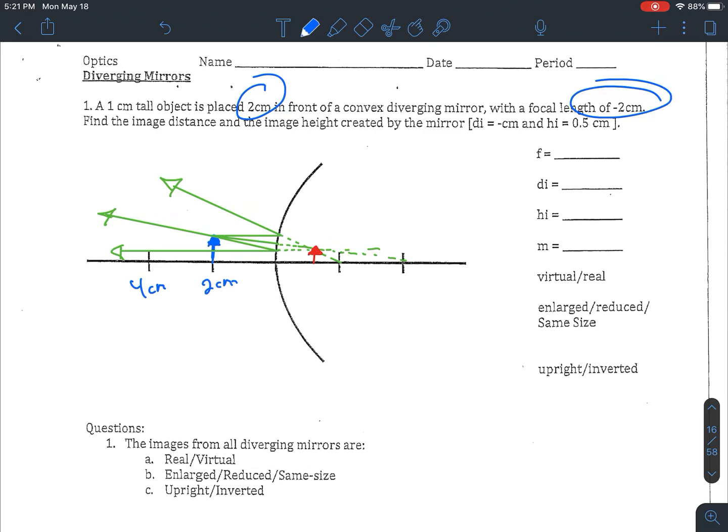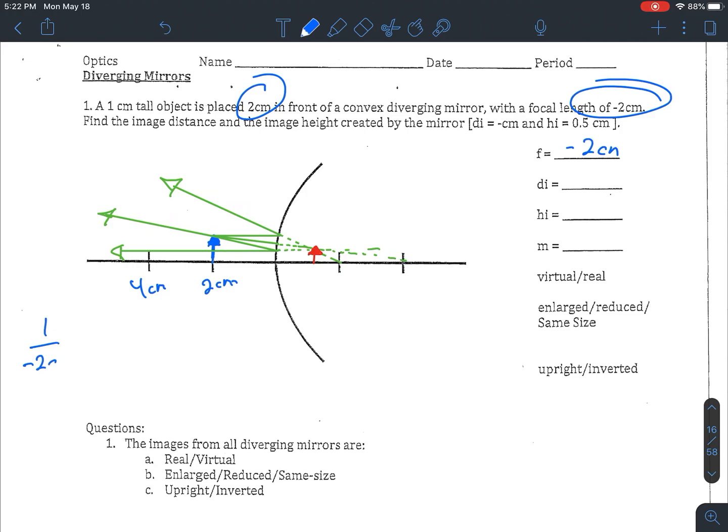So the key is if you get three of the lines to converge, great. If not, something went wrong. For our diverging lens or our diverging mirror, it's going to appear that the light is coming from somewhere on the other side of our lens or mirror. So let's see, our focal length is -2 centimeters, and that's just because it is not actually focusing, it's on the other side. We could still follow the mirror equation.